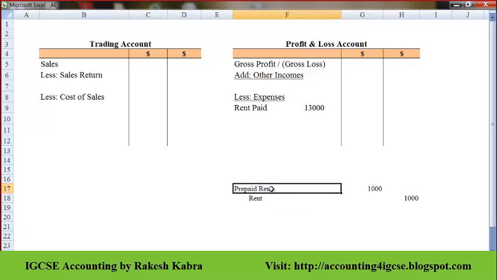And this is actually an asset account. Prepaid rent is an asset, because I paid this 1,000 in advance. In future I will get the benefit of this. So that's why it is an asset.